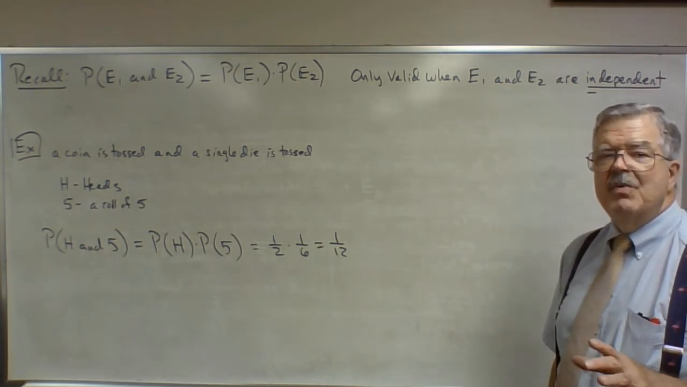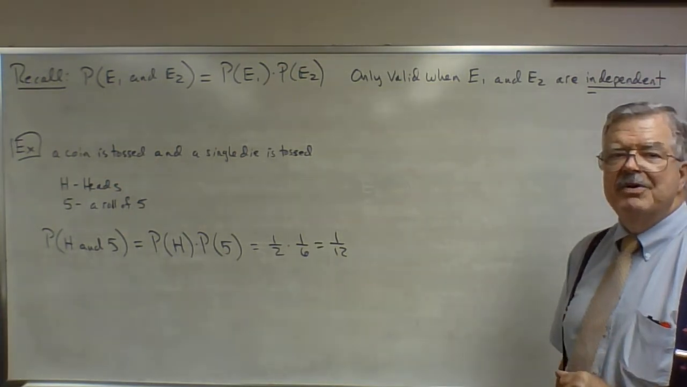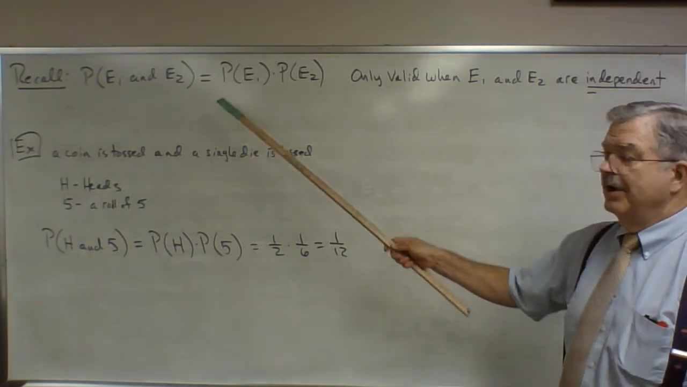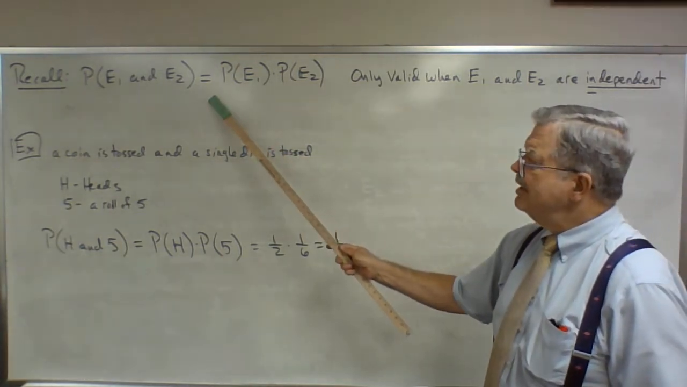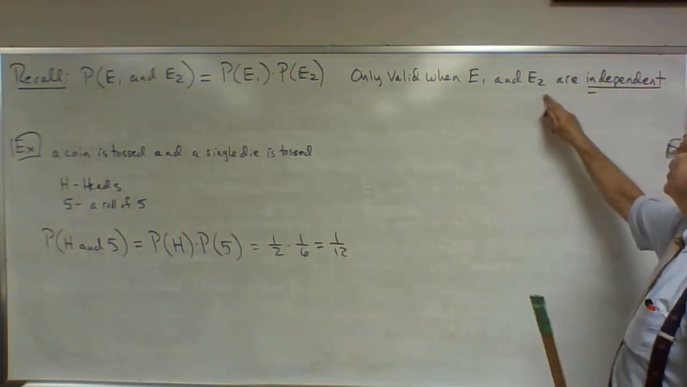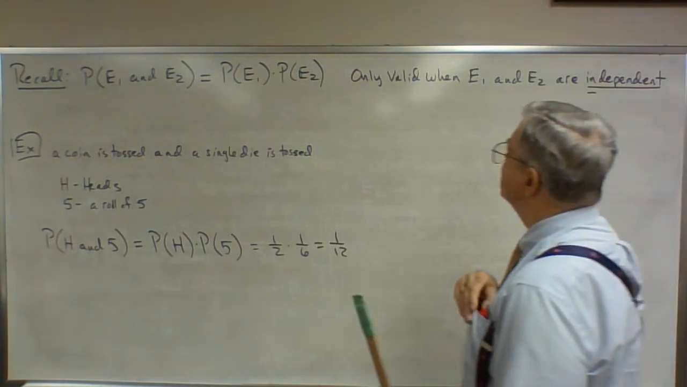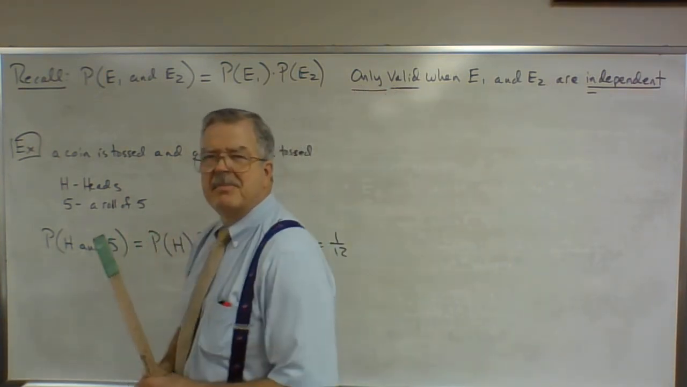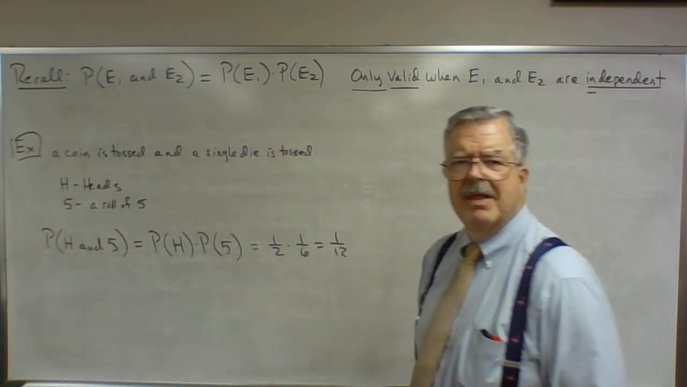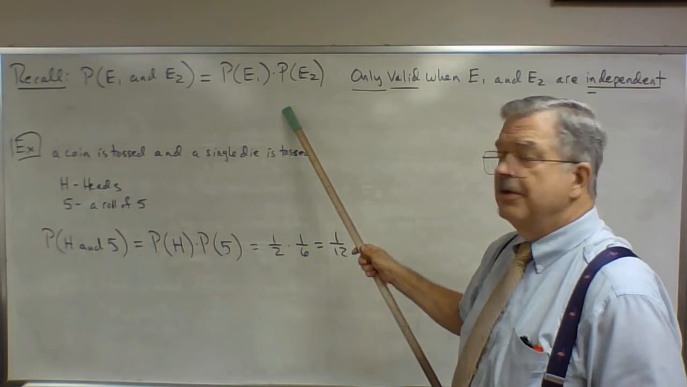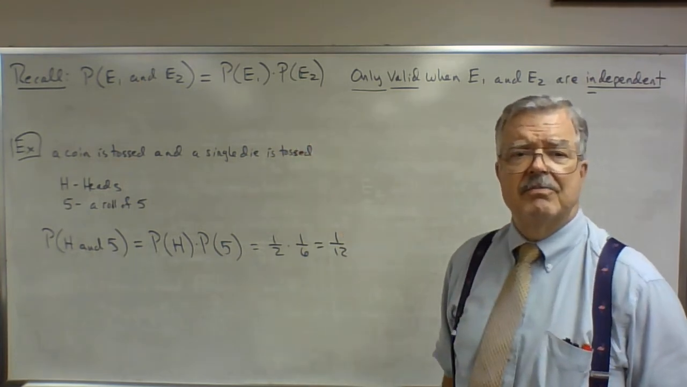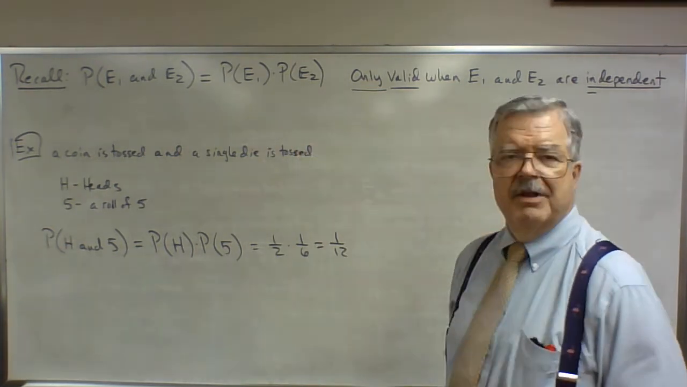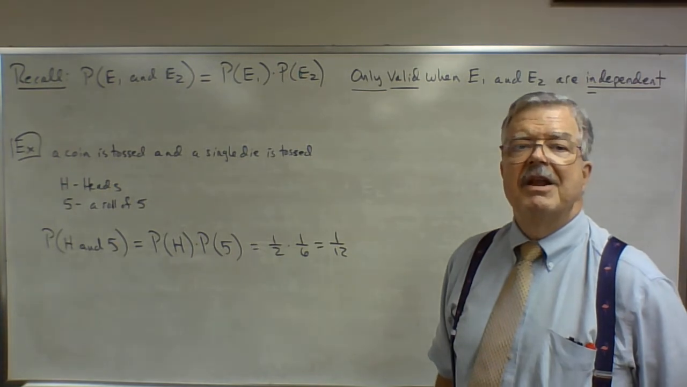If the outcome of E1 does not affect the outcome of E2 and the outcome of E2 doesn't affect the outcome of E1, this formula works. This formula is only valid when E1 and E2 are independent. So that's something I need to emphasize now. Did we misuse this formula in the last lecture? No. It turns out that when we used this formula, the events were independent.